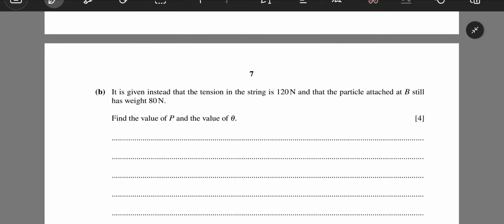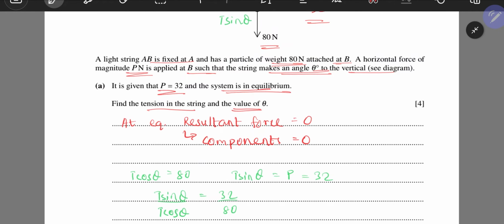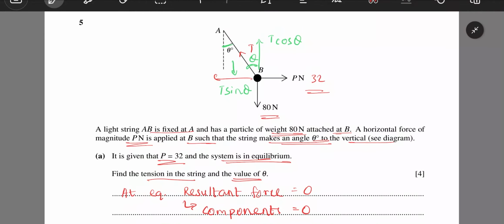Moving on, it is given instead that the tension in the string is 120 newtons and that the particle attached at B still has a weight of 80 newtons. Find the value of P and the value of theta. Now, if we go back, we'll need to make some adjustments to the diagram. This time, P is not given, but the vertical component will still remain T cos theta. Horizontal component will still be T sin theta.